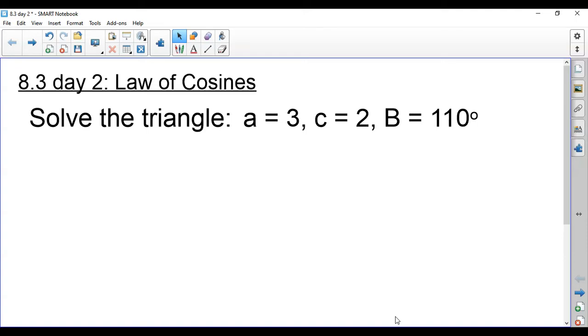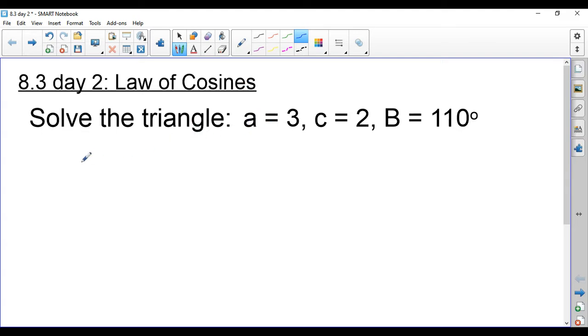Today we're going to continue with law of cosines, and you'll be doing some problems in your book where you have to solve the triangle using law of cosines. The two cases where we use law of cosines to start to solve a triangle are when we're given side angle side or side side side.